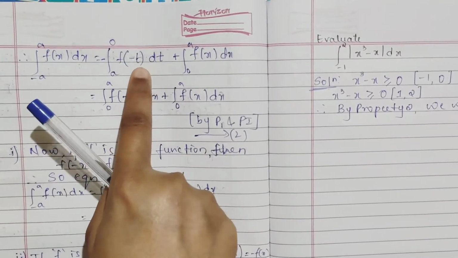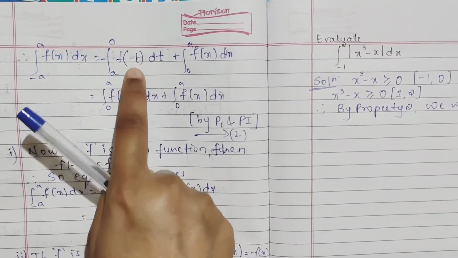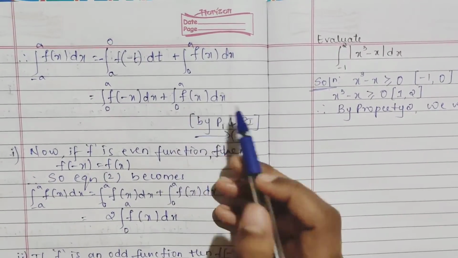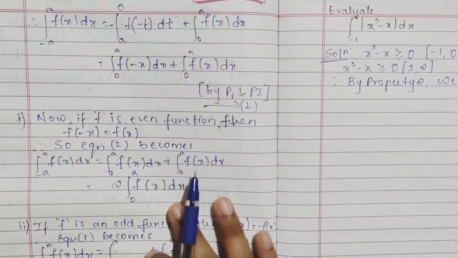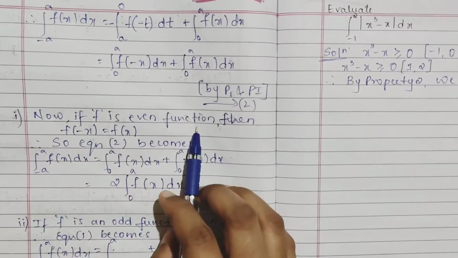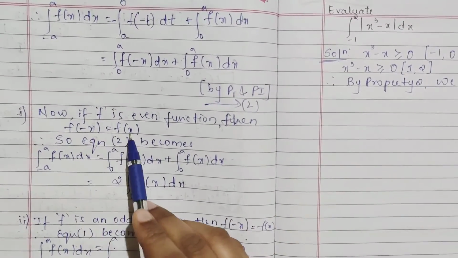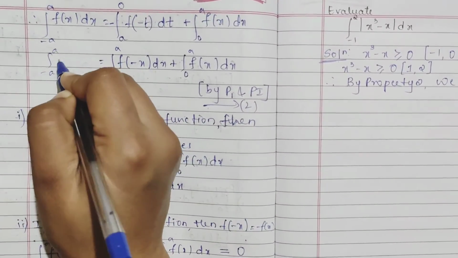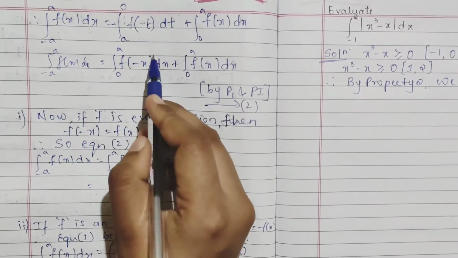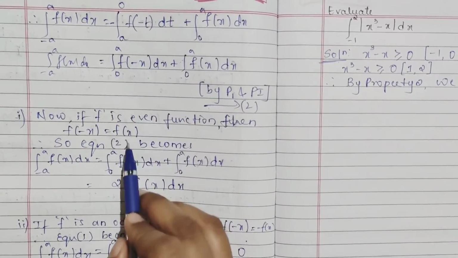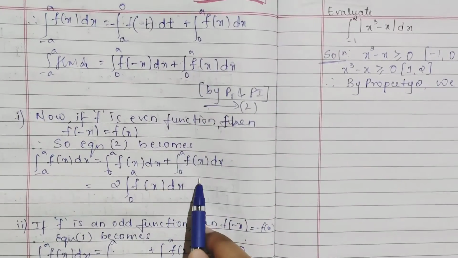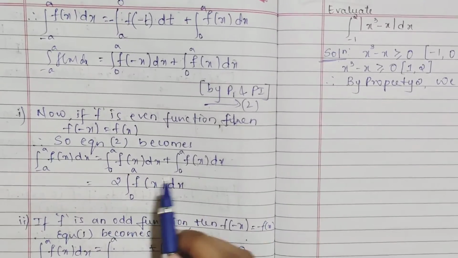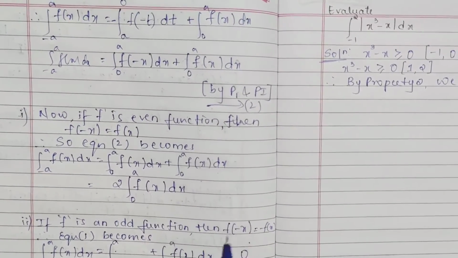So f of, and again you are using your property general t, change it to x, dx, 0 to a f of x dx. Now what they have said, first point in that, if f is an even function then f of minus x is equal to f of x. So this we will consider as equation 2, minus a to a f of x dx. So even function we are considering, so f of minus x becomes f of x, this second integral remains as it is. So you can say integral 0 to a f of x dx plus integral 0 to a f of x dx becomes 2 times integral 0 to a f of x dx.